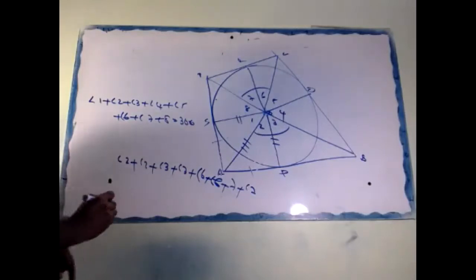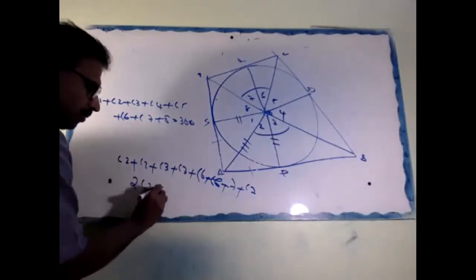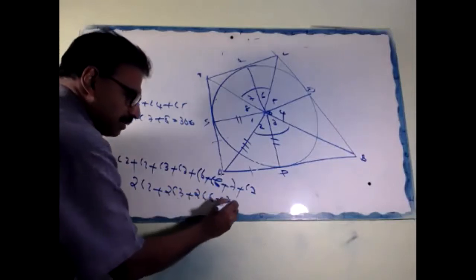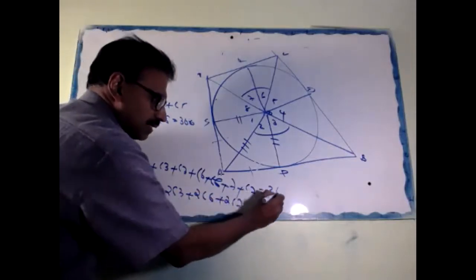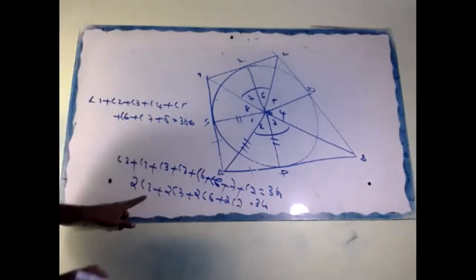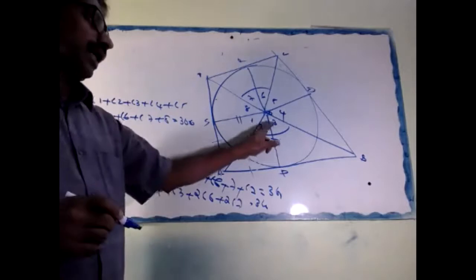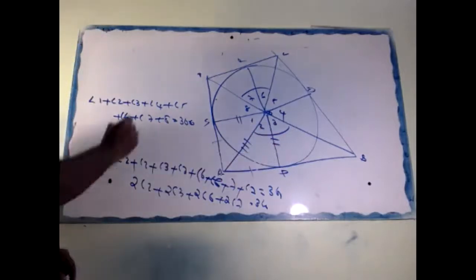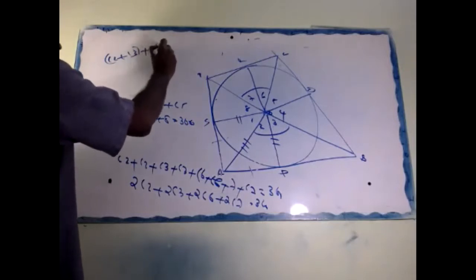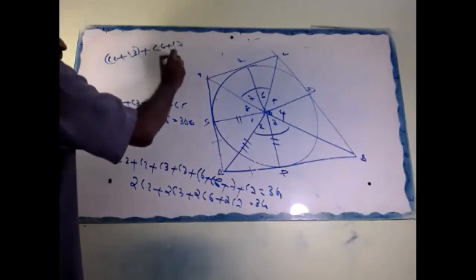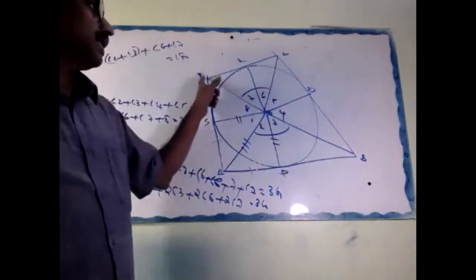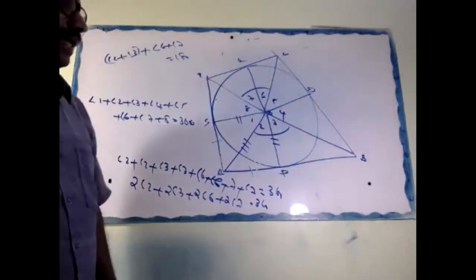So 2 times angle 2, 2 times angle 3, 2 times angle 6, 2 times angle 7 equal to 360. Therefore, angle 2 plus angle 3 in brackets plus angle 6 plus angle 7 equal to 180. That means AOB plus DOC equal to 180.